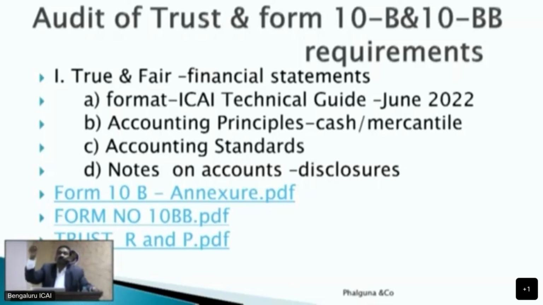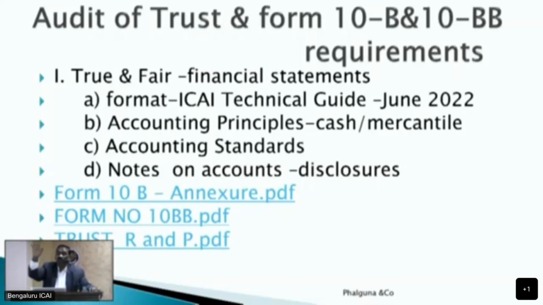Normally we write "no", but don't do that. Be clear, unless you do the thorough audit, the artificial intelligence of the others will definitely catch it. So that's how we should carefully fill up the negative conditions. The 10BB positively asks some more things also.